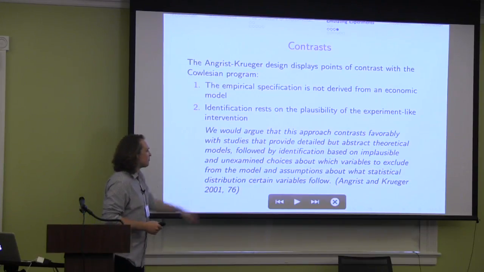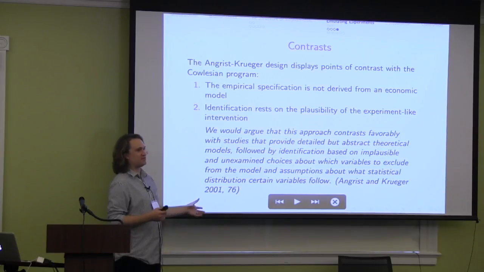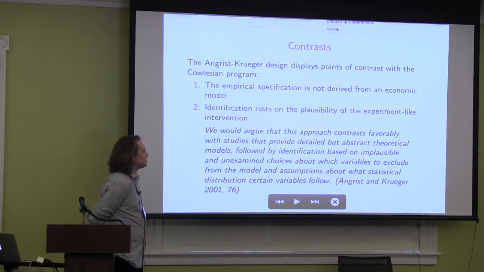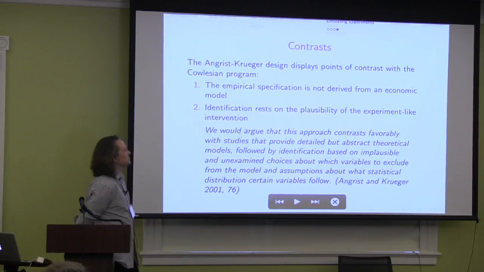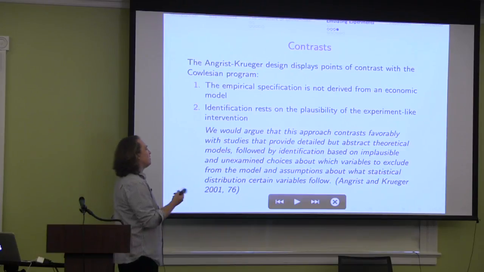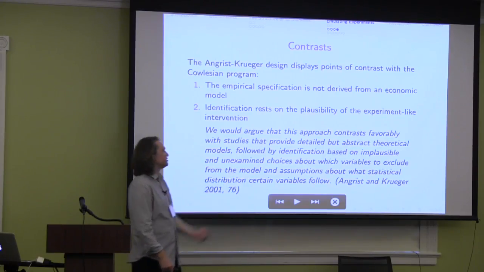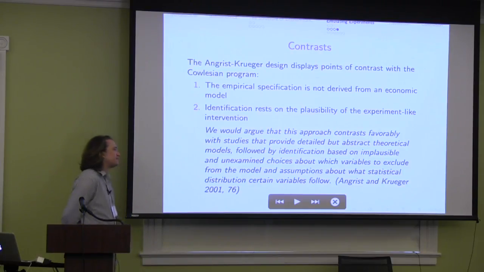And so this is them reflecting about 10 years ago. And I think this is the heart of how they solved the econometric crisis. We would argue this approach contrasts favorably with studies that provide detailed but abstract theoretical models followed by identification based on implausible and unexamined choices about which variables to exclude from the model and assumptions about what statistical distribution certain variables fall.